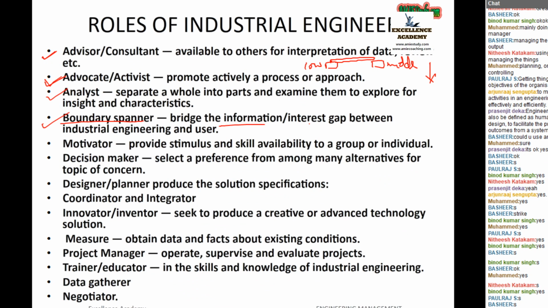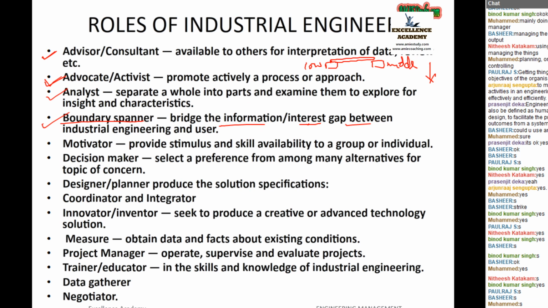That is, he bridges the information gap between the industrial engineer and the user, that he has to clarify. Next, he should be a motivator. That means a group of workers will be there. You have to give some motivation. Yes, this product is a good one. It is because of your effort that the product becomes a successful one. Like that, some motivation must be given. That is a tactic put forward by the industrial engineer. That also is a role of an industrial engineer.